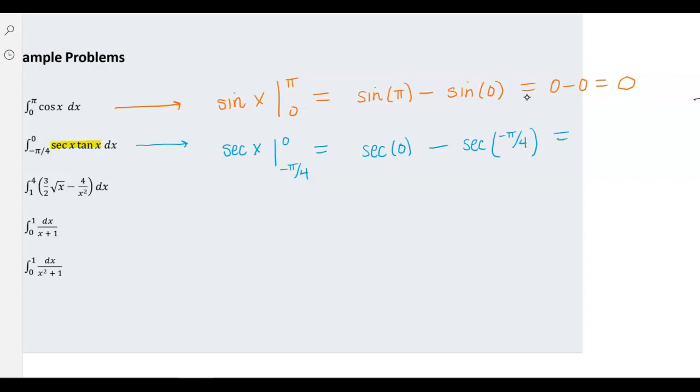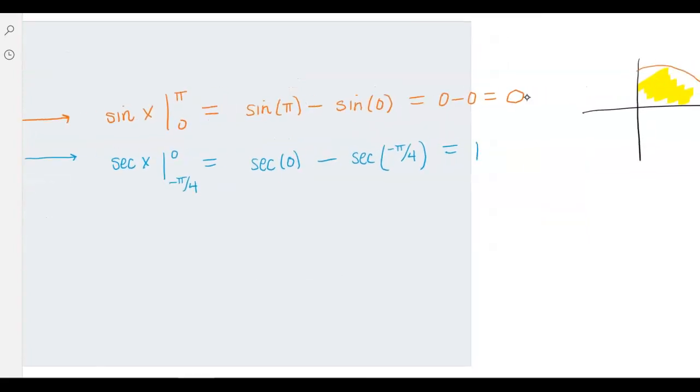So secant of 0 is going to be 1 over the cosine of 0. That's just 1. And then secant of negative pi over 4, cosine is going to be square root 2 over 2. So if we take the reciprocal of that, we're going to get square root of 2.